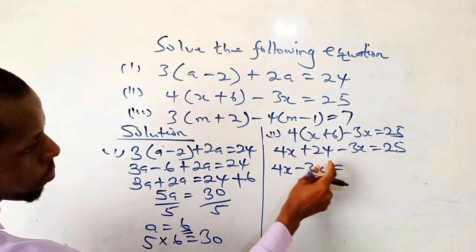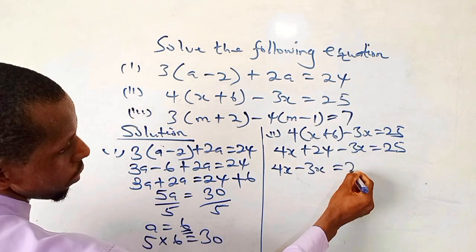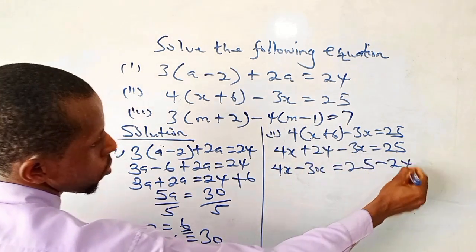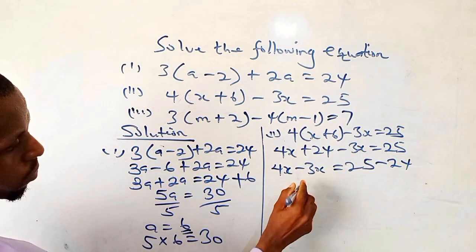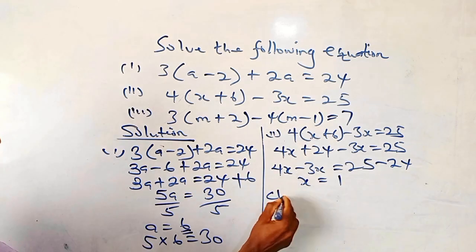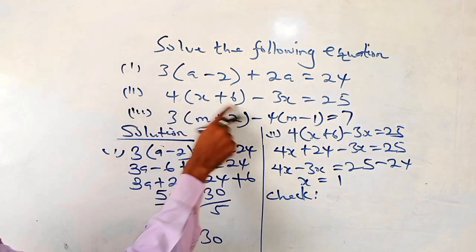We collect the like terms, and the numbers stay at the other side of the equation. So here we have 25. By the time this is coming here, it turns to minus 24. So 4x minus 3x is x, and 25 minus 24 is 1. So you can check your answer in this equation.